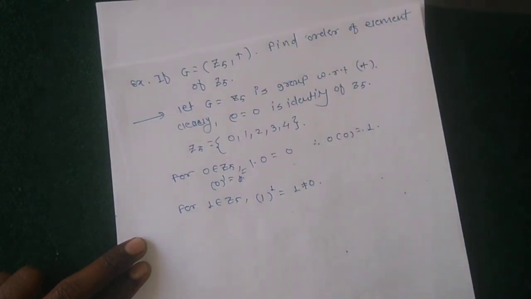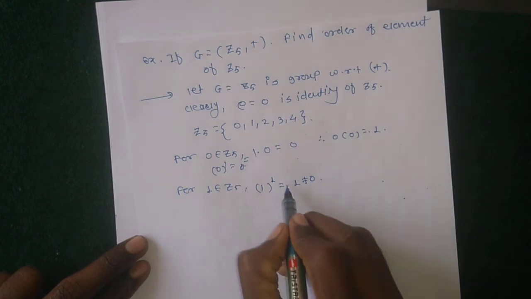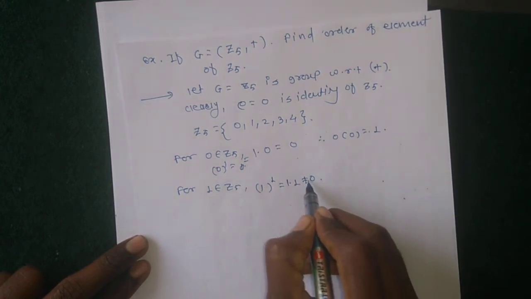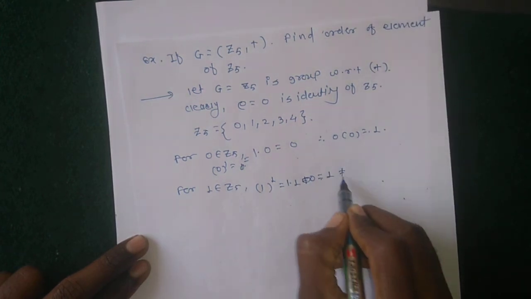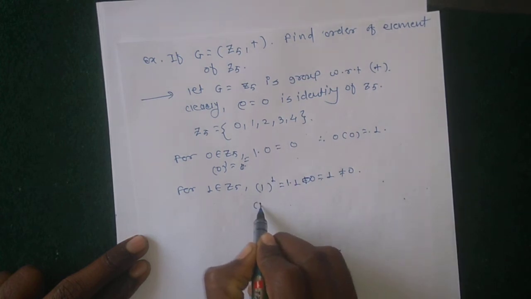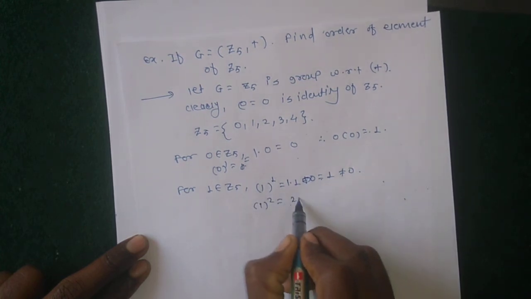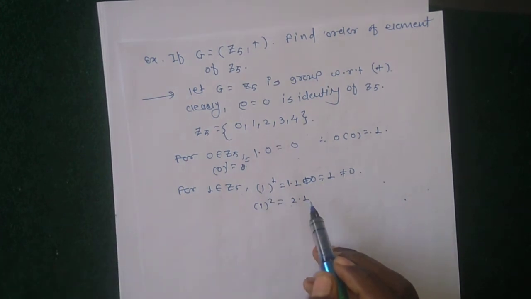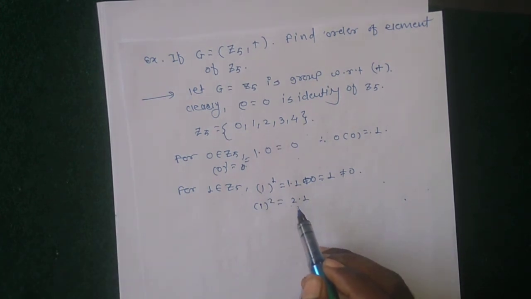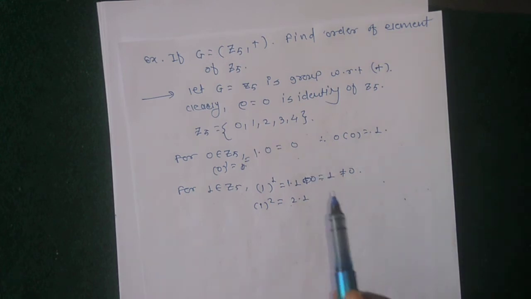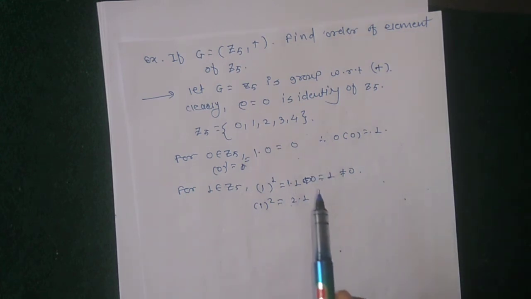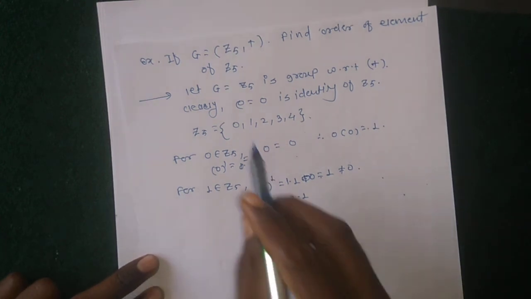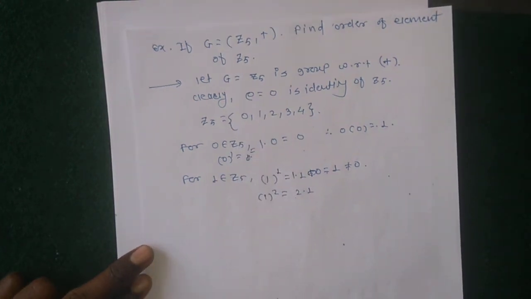Similarly, 1 into 1 equal to 1, which is not equal to 0. Similarly, 1 square equal to 2 into 1, because a raised to n equal to n into a for positive. For addition, if the binary operation is addition, then choose element n such that n into a equal to identity. Here Z5 is a group with respect to addition.